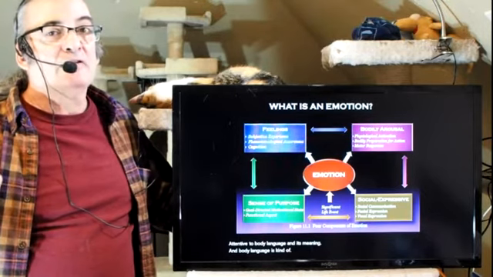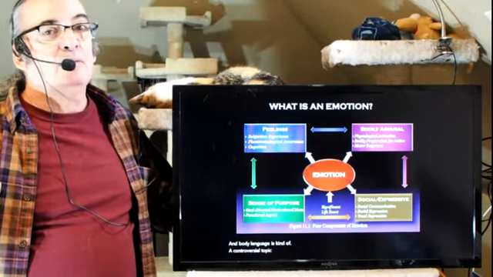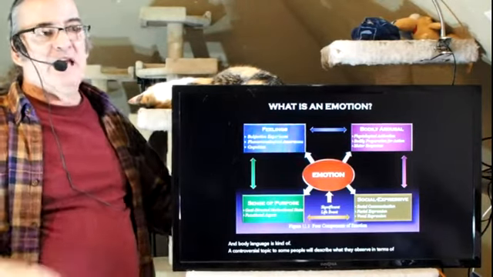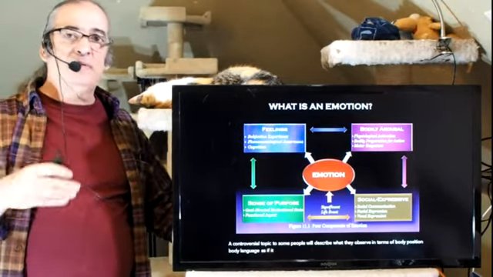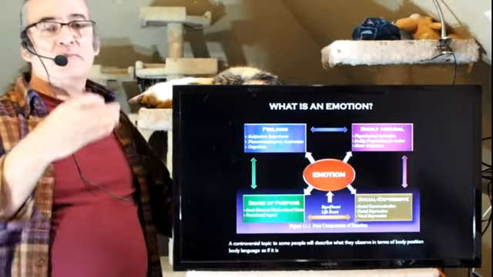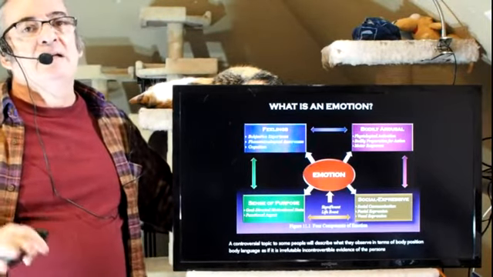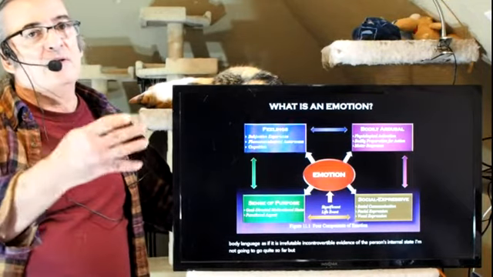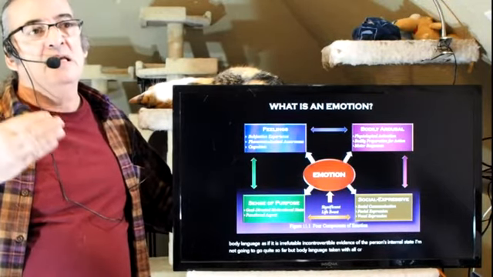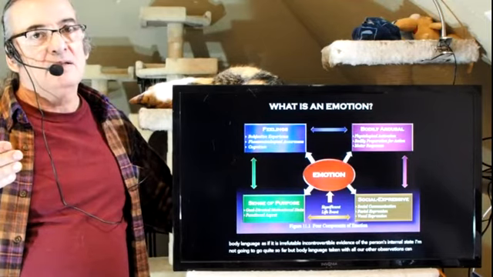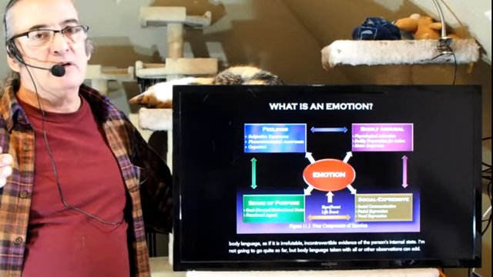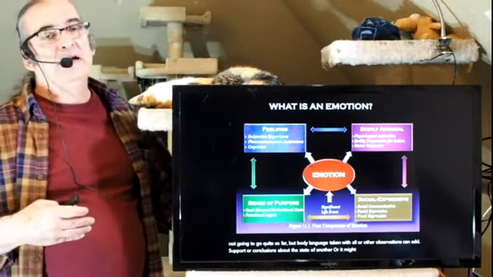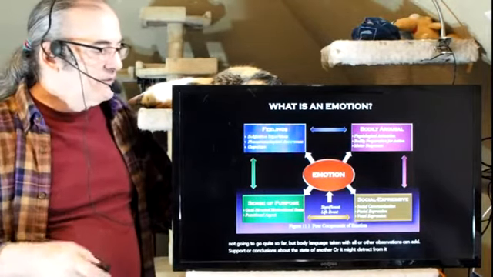Now, body language is kind of a controversial topic too. Some people will describe what they observe in terms of body position, body language, as if it is irrefutable, incontrovertible evidence of the person's internal state. I'm not going to go quite so far, but body language taken with all our other observations can add support to our conclusions about the state of another, or it might detract from it. It might contradict our cognitive conclusions.